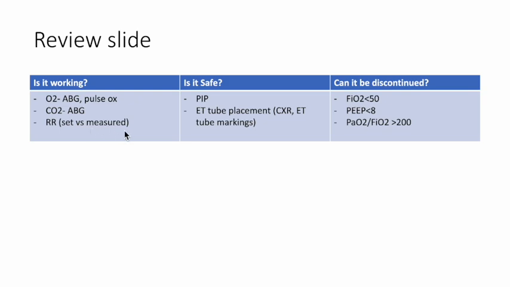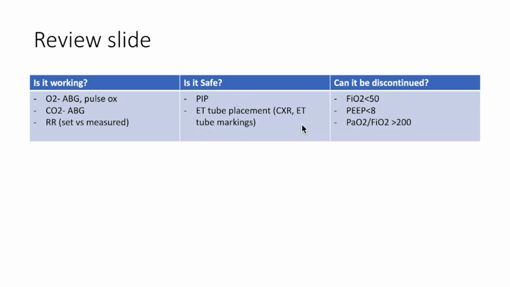And then ask yourself, is it safe? There are two things you want to check. Look at the ventilator and look at their peak pressures. You want those peak pressures to be below 40. And if you know how, you can check a plateau pressure, and you want that plateau pressure to be less than 30. Now, the second thing you're going to look at is the chest x-ray. You're going to make sure that the ET tube is in the appropriate position on the chest x-ray.